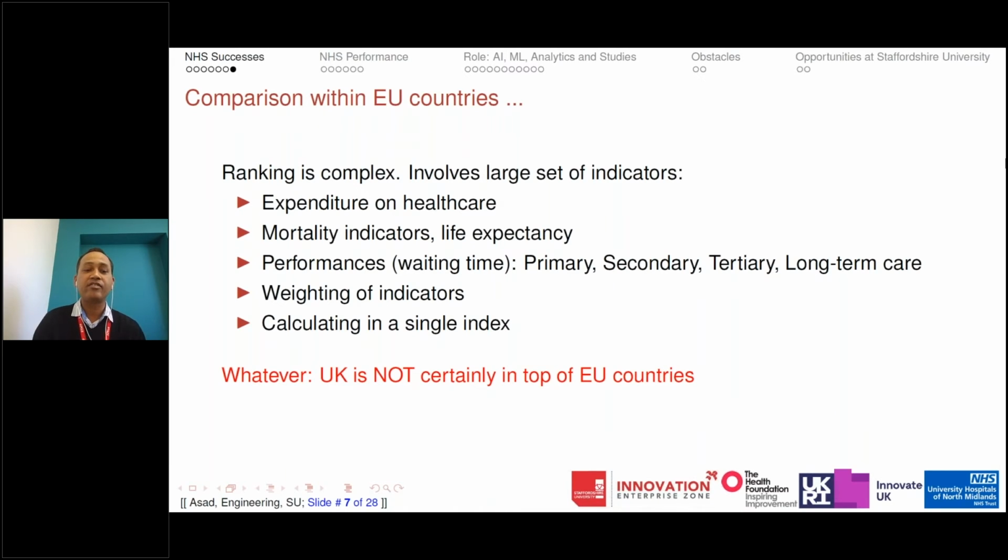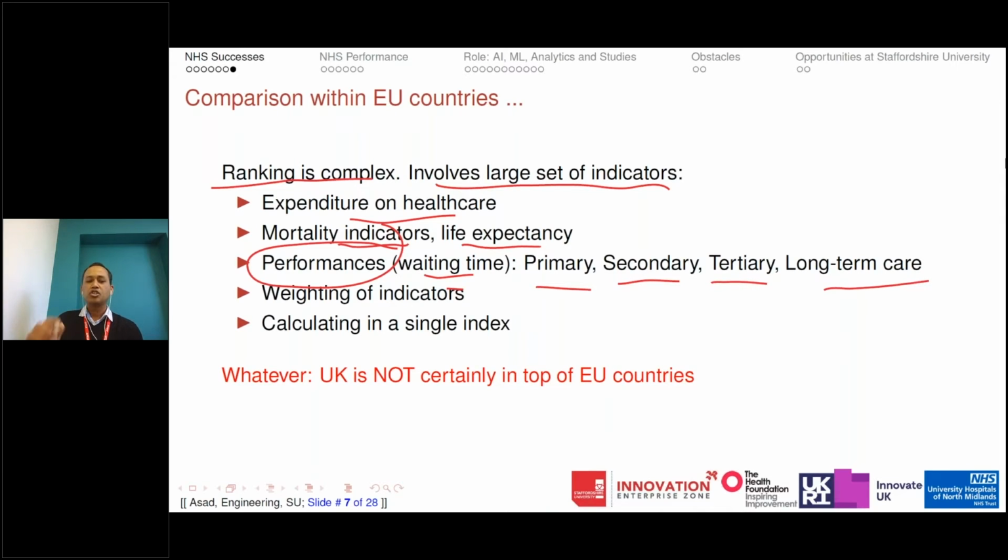Some of you might argue that ranking is complex. I completely agree, because the ranking involves tons of indicators. It involves healthcare expenditure, mortality indicators, life expectancy, and most importantly, performance, waiting time in primary care, secondary care, tertiary care, long-term care. So weighting of these factors is an important issue, and then converting all of those indicators into a single index, well, it's complicated.